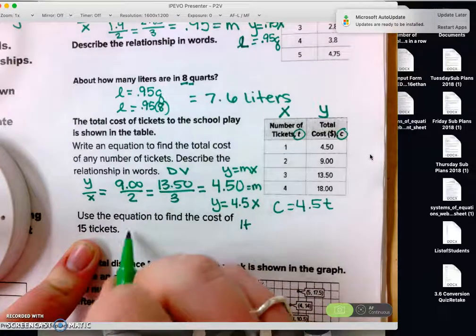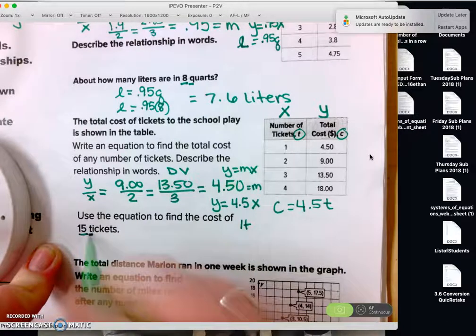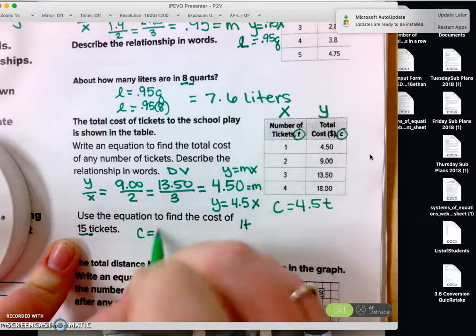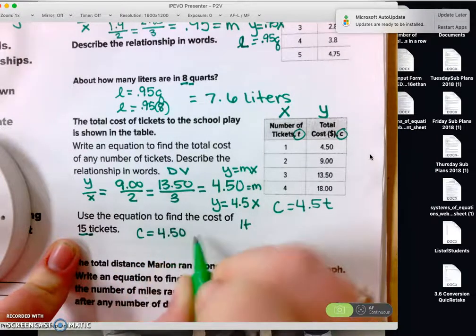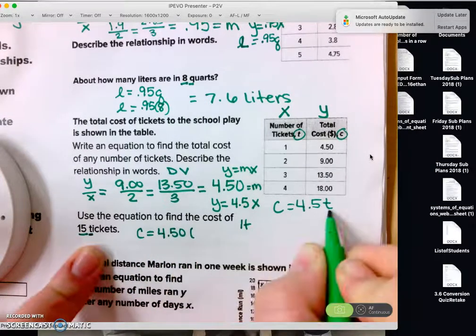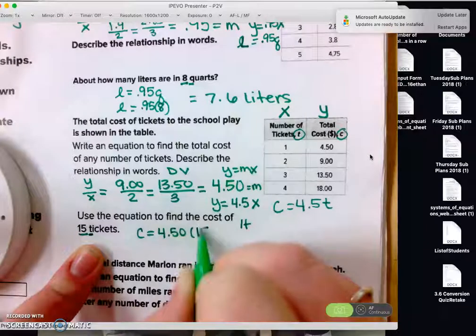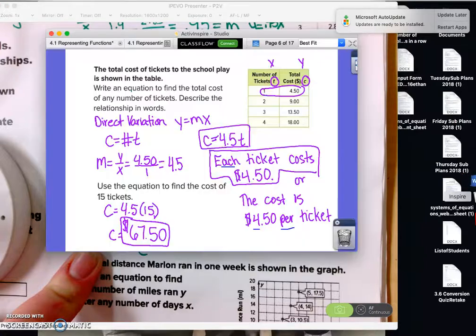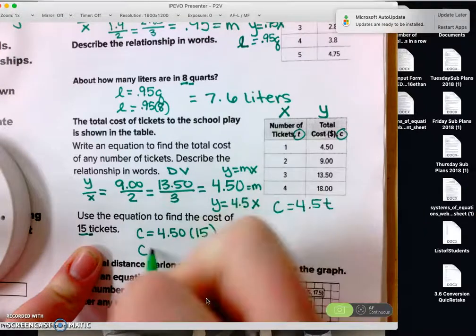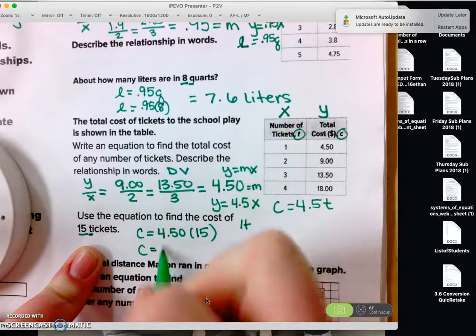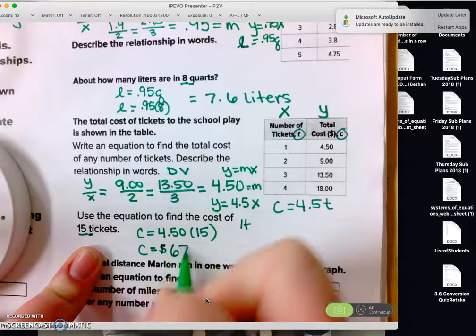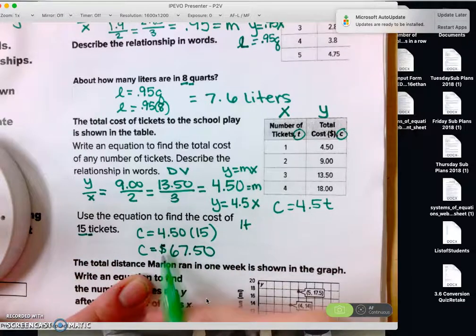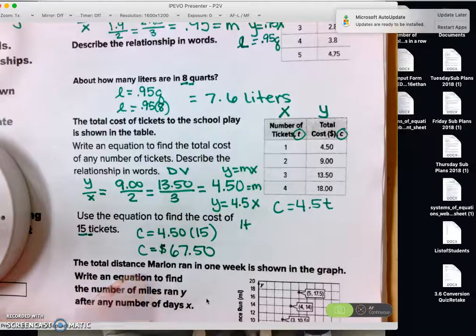I'm going to replace T with 15 tickets. So C equals $4.50 times 15, which is 67.50. C equals, or the cost is equal to, $67.50. And here my label is the dollar sign.